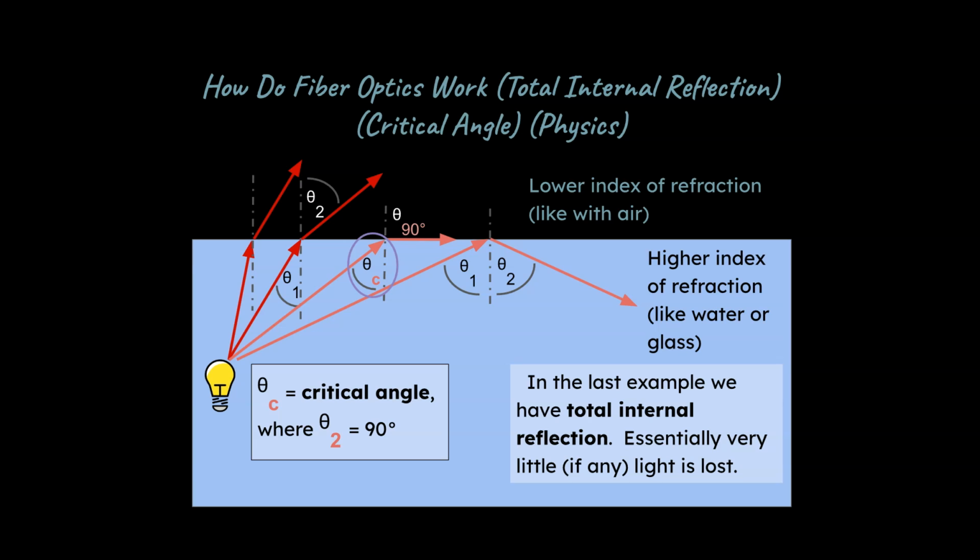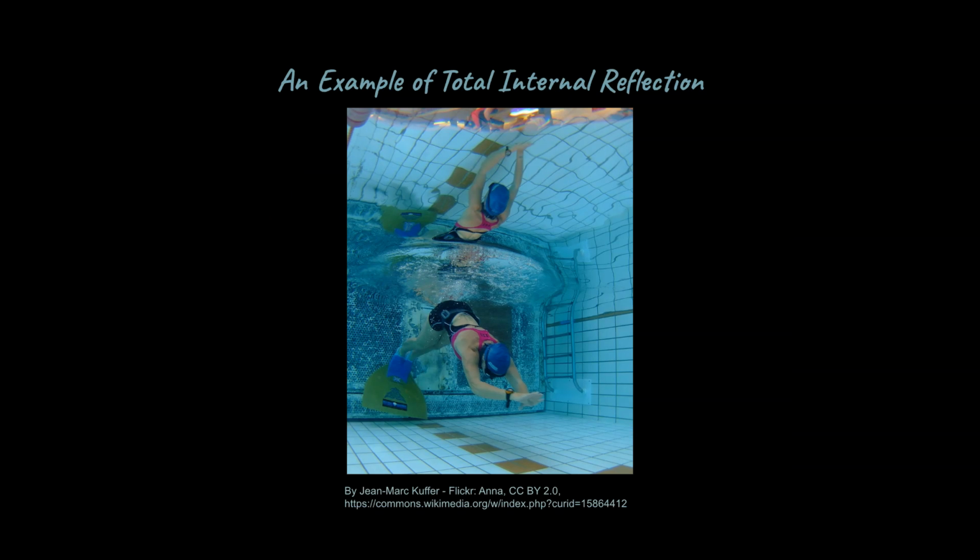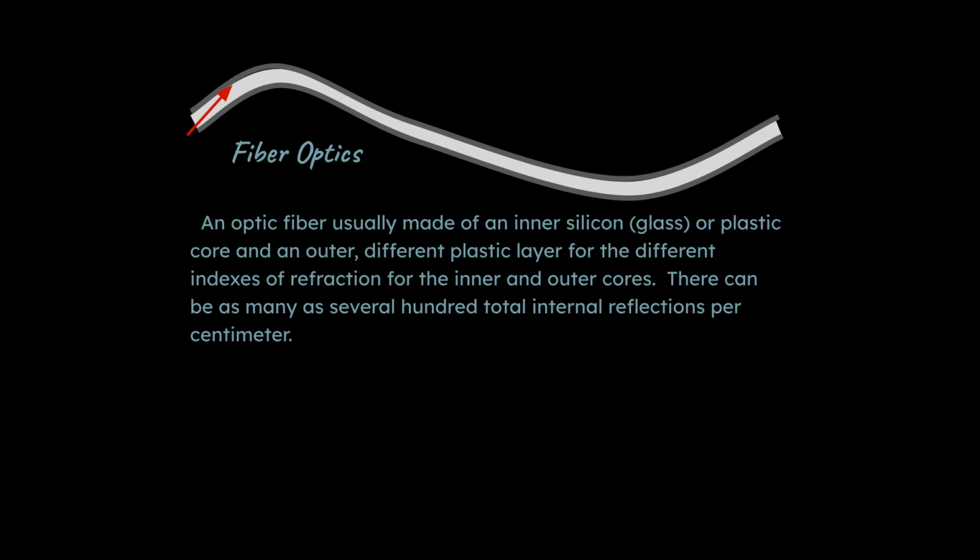Let me show you an example of exactly what I'm talking about. Let's take a look at this swimmer right here. You can see the back of the swimmer because the light rays are going up to the surface of the water and getting reflected back to us. It's not that the surface of the water has a mirror on it, it's just acting like a mirror because we're dealing with total internal reflection. Pretty amazing stuff.